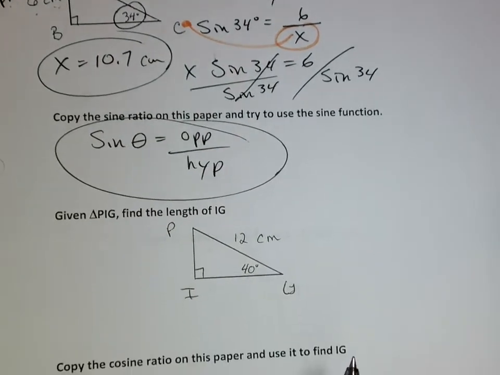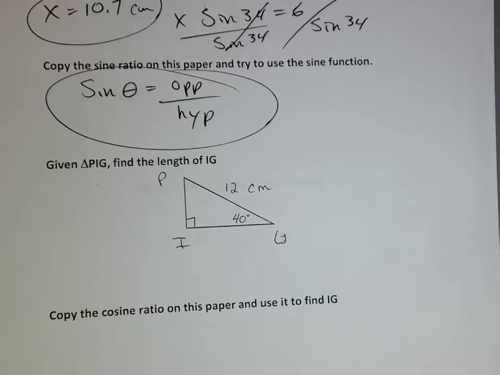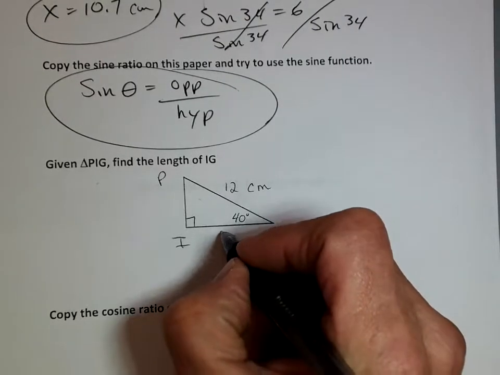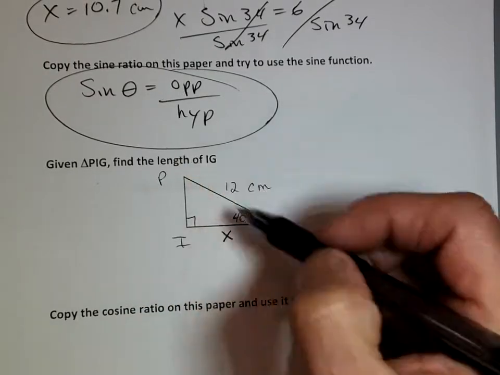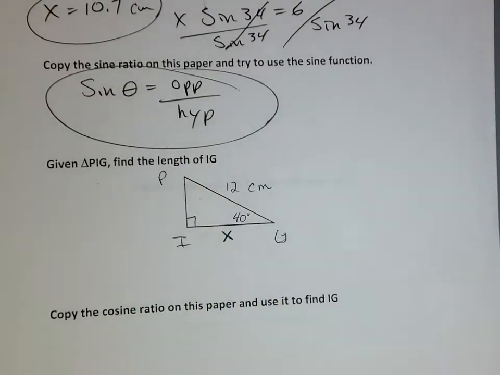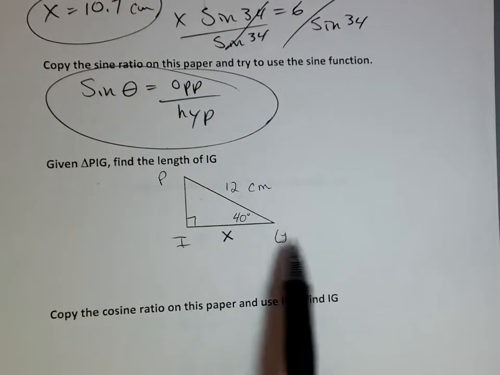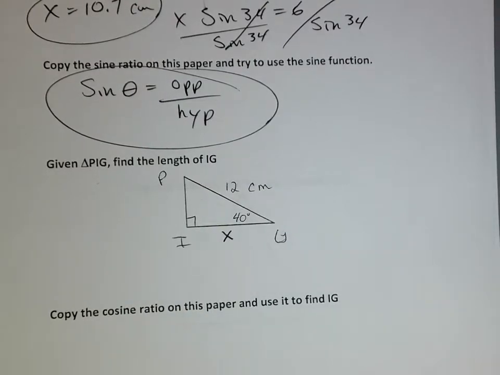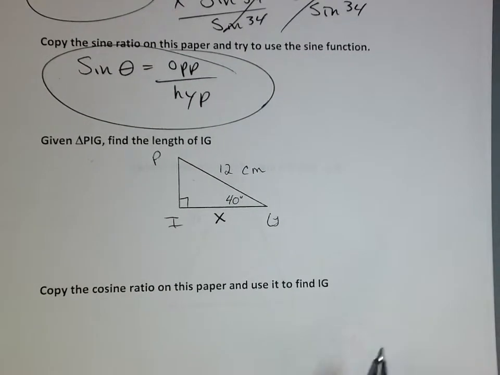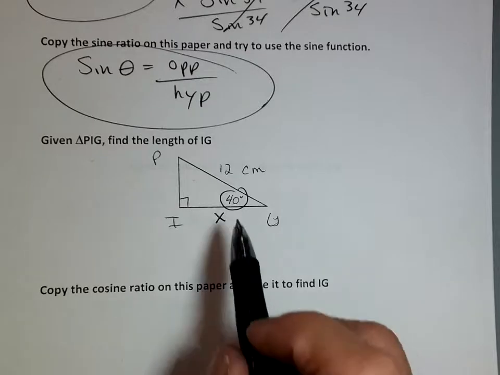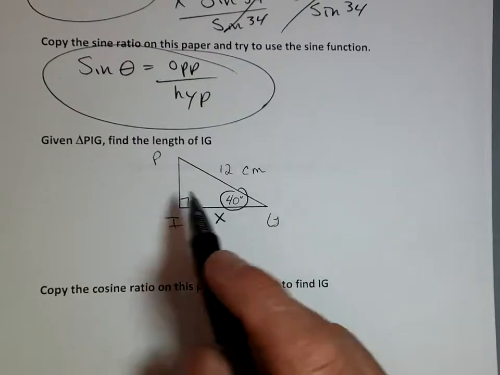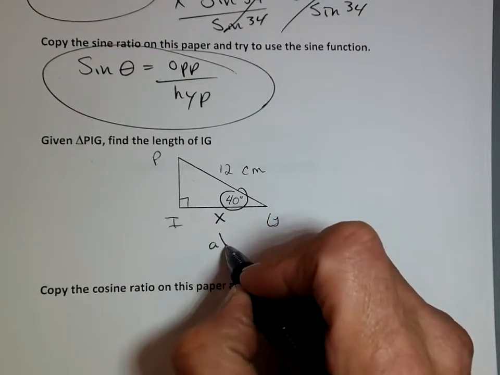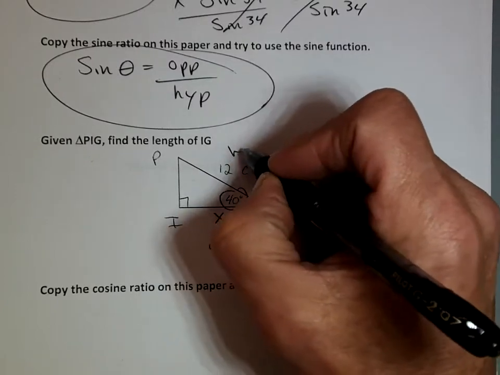Okay, next example: given triangle PIG, find the length of IG. So let's call IG x. We will eventually call it little p. That's how we label these. Okay, so IG is x. Always start with the angle. So here's my angle, right? And then label the names by the angle. I don't need the opposite, but I want to find the adjacent, and I have my hypotenuse, okay?